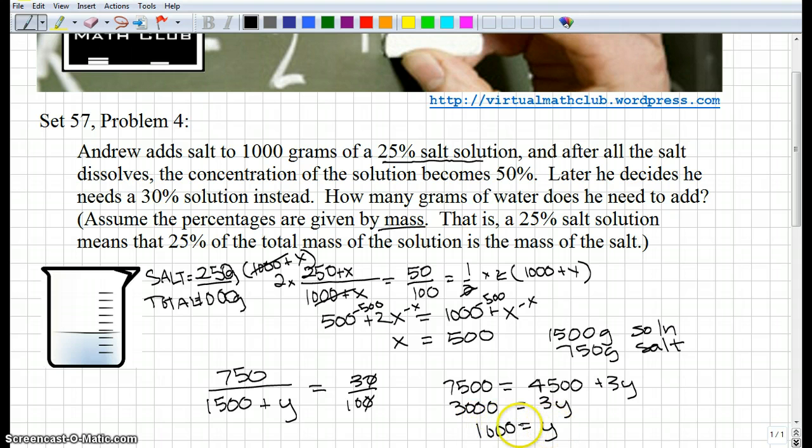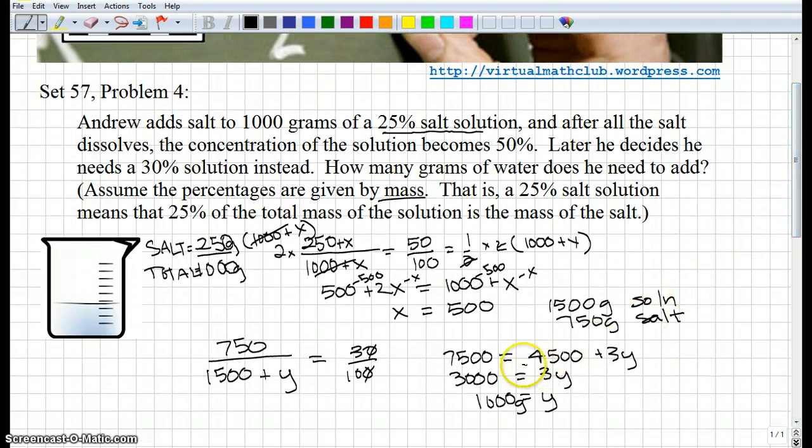So y in this case was the amount of water that we added. That is telling us that in order to water this solution down to a 30% solution, we have to add 1,000 grams of water. And that's what they asked for.